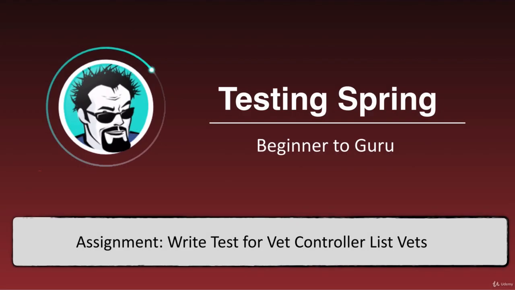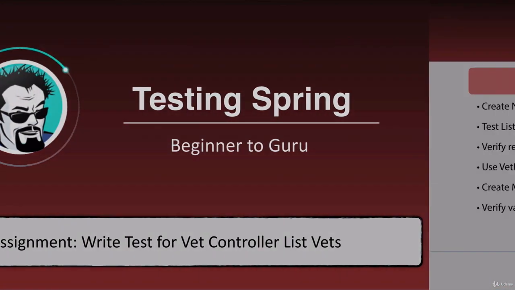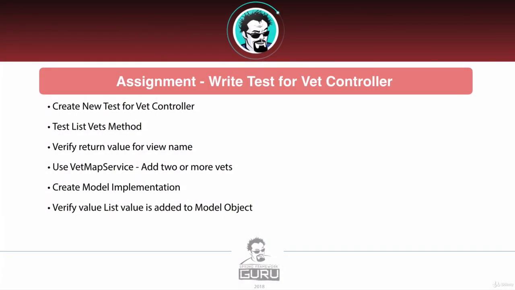In this video, I have an assignment for you, and that is to write a test for the vet controller, specifically the list vets method. Now, for this assignment, you're going to need to create a new test, a new JUnit test. And what we want to do is test that list vets method, and we want to verify the return value for the view name. So that method is going to return back a string, so we want to make sure that is happening.